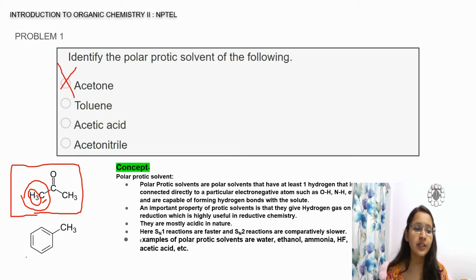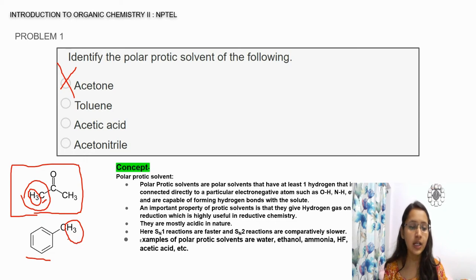Now coming to toluene. In the toluene molecule also, the hydrogens are attached to carbon, which is not electronegative, so it is not making them acidic in nature. Here also, the hydrogen which is connected to this benzene ring is not acidic because it is in turn connected to the carbons. So we can say that it is not a polar protic solvent.